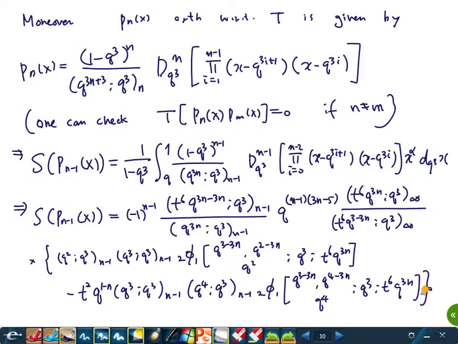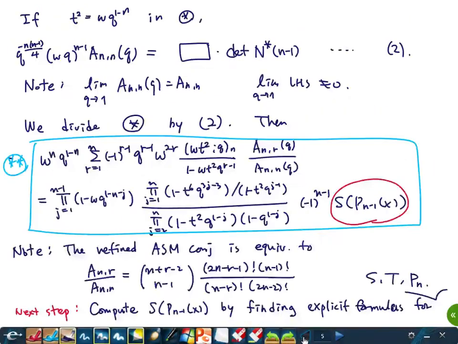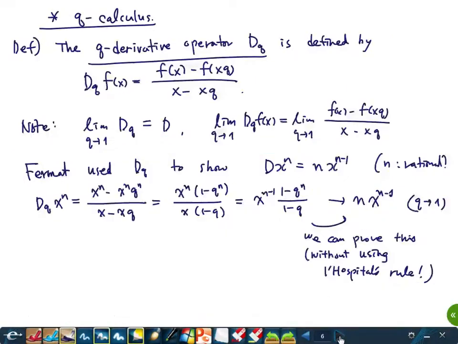Now we had this double star equation, if you remember. So let's go back to the double star equation. So we have a formula for this. And if you plug in the formula over here, and then finally we can take the Q equals 1 limit using that formula.